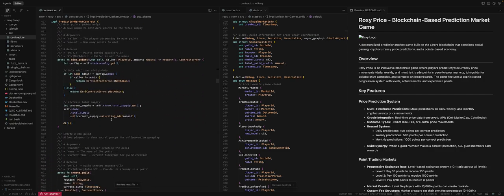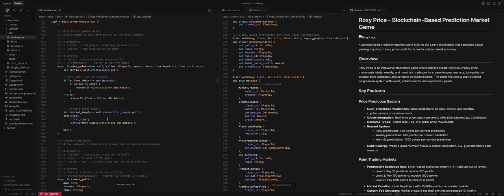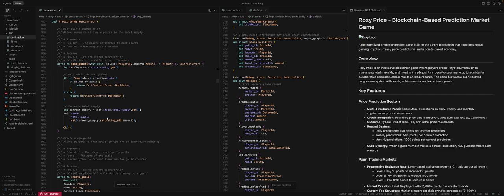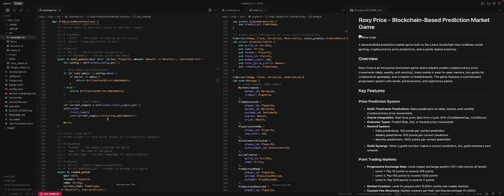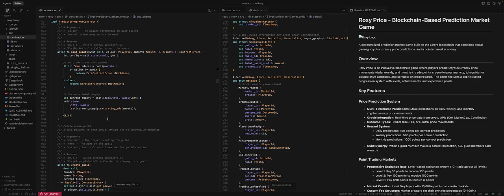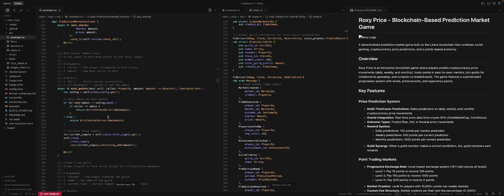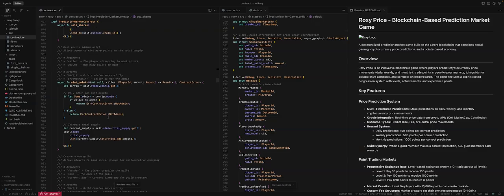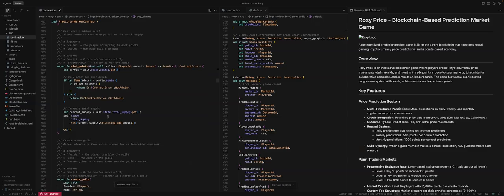this is an admin-only function to mint more points. In the case that we have a lot of players out there, we can literally just mint points to do a lot of cool things, or maybe reward players based on points, okay? And yeah, that is basically it.